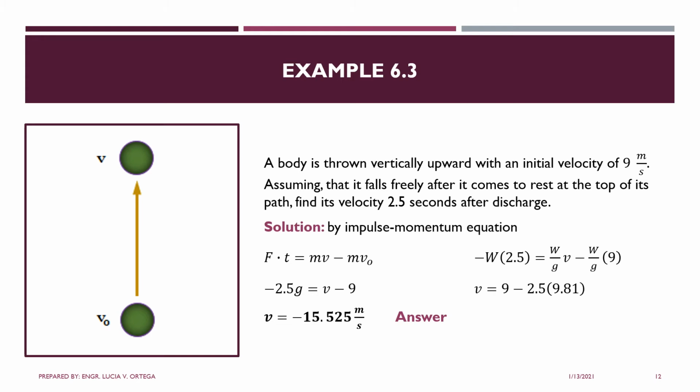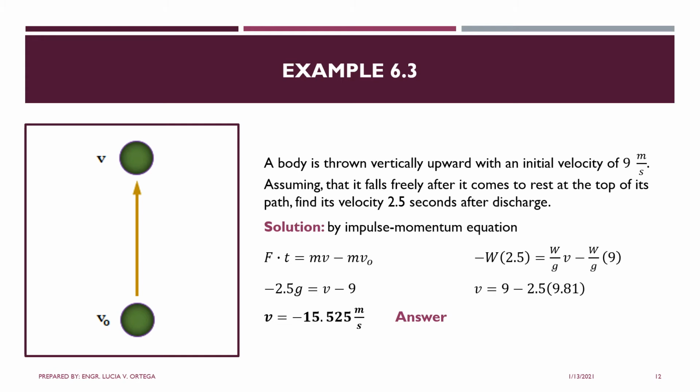First, by impulse momentum equation. That is, force times time is equal to mass times final velocity minus mass times initial velocity. What is the force? There's no given force that is applied here, only velocity. So the force that is against the motion is the weight of the body. The weight is negative because it's against the vertical motion, the upward motion of the ball.